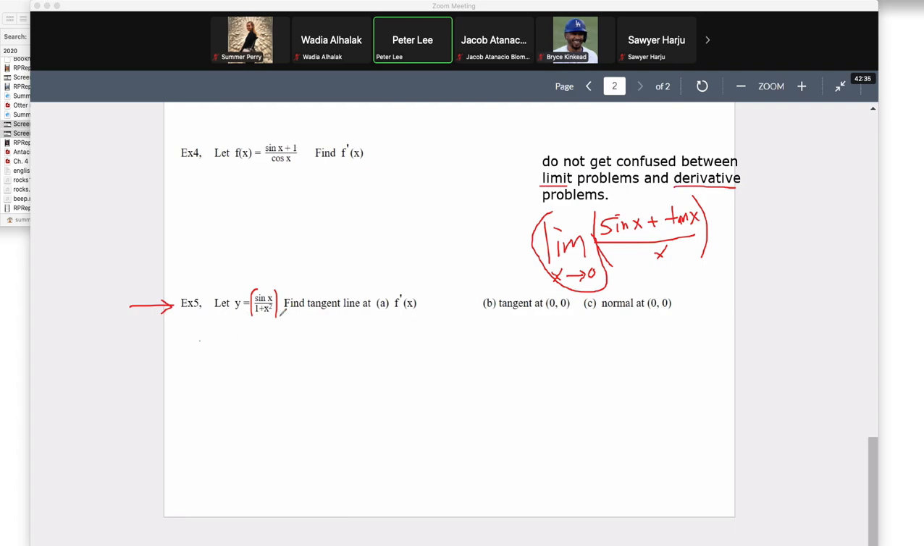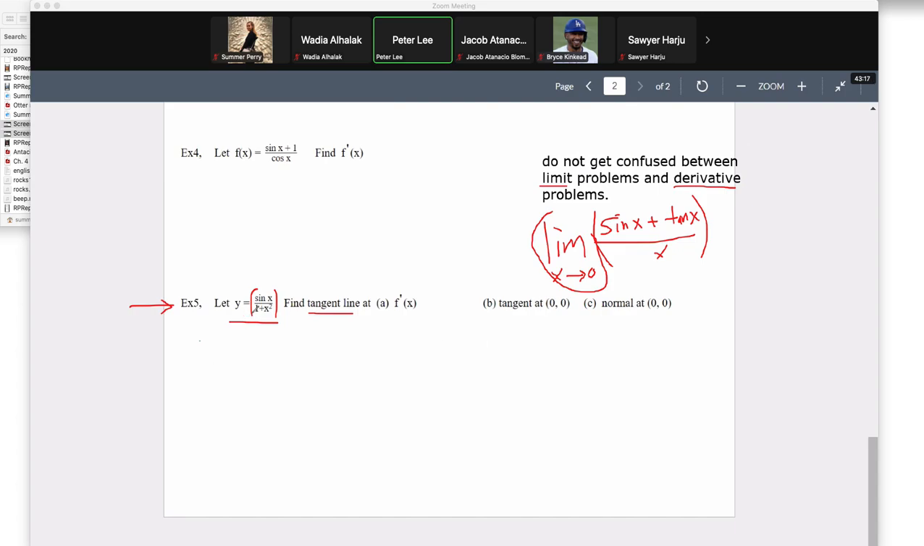Now here we have to find the tangent line, and to do that we need the slope of the tangent line, which is the derivative. So the first step is to find the derivative. Note that finding the derivative is not the same as finding the limit. Ultimately they are related, since the derivative is a limit, but do not get the problems confused. If you just memorize formulas with no understanding, that's what you will do. So make sure you understand the difference between derivatives and limits.